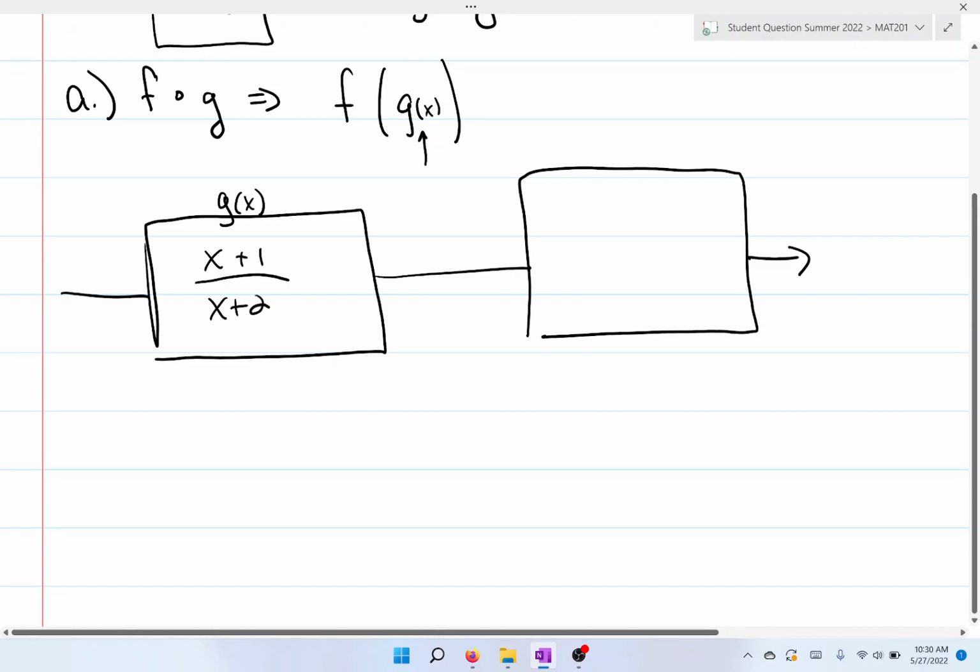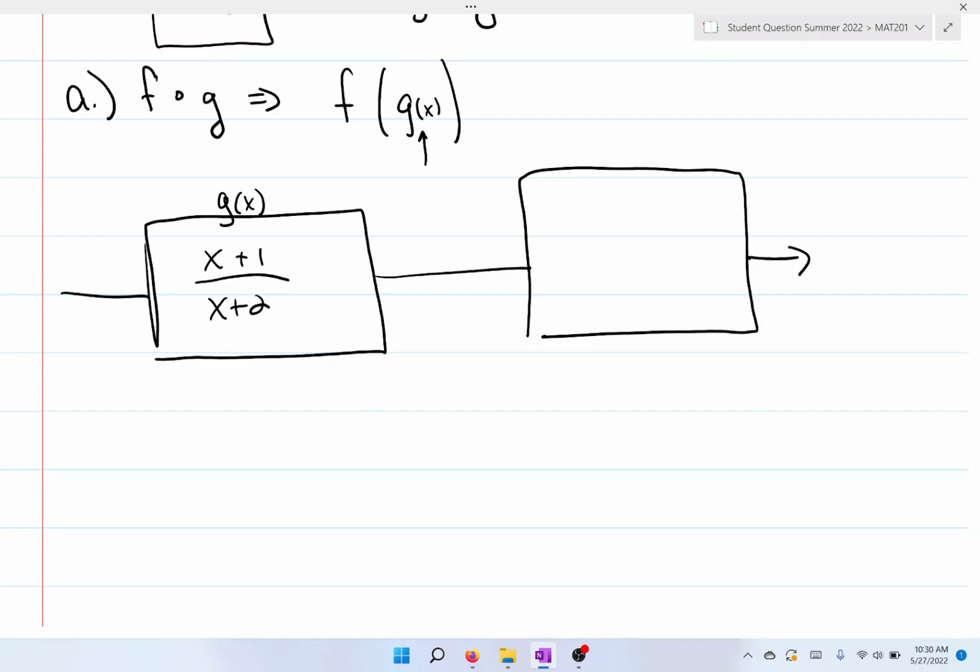Now, in order for me to use this machine, I can only use values of x that will not break the machine. Think of it as a calculator. This is a very special calculator. The only thing it knows how to do is x plus 1 over x plus 2. So no matter what button you hit or what number you hit on the calculator, it's always going to just do x plus 1 over x plus 2.